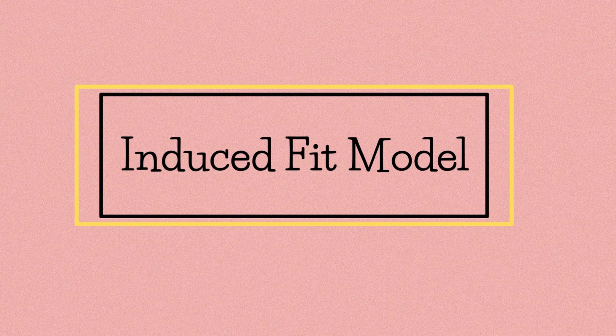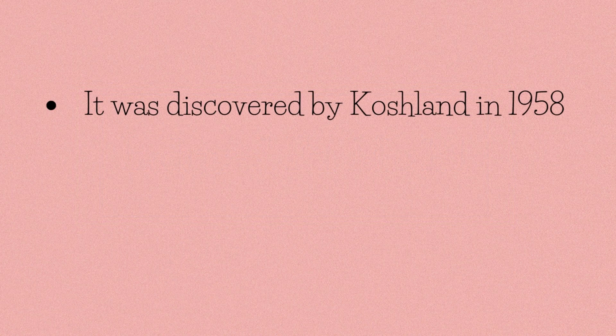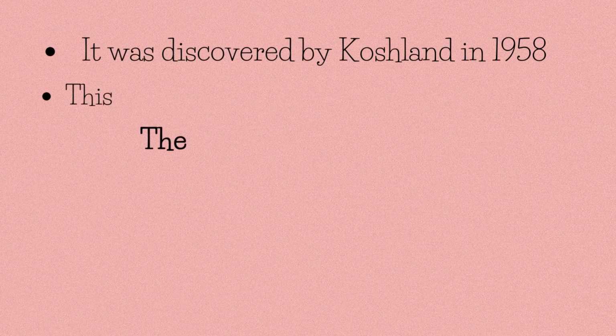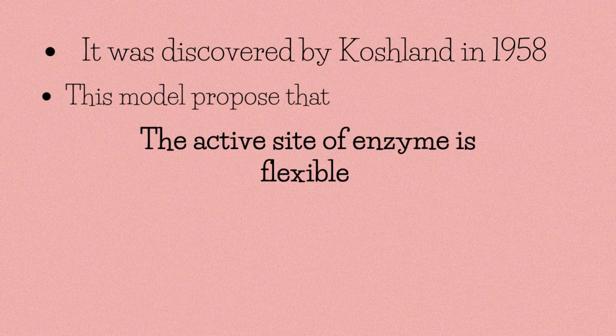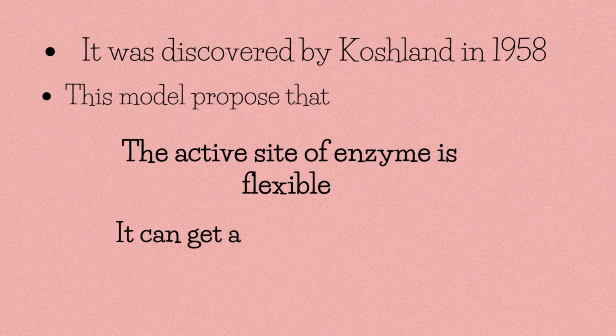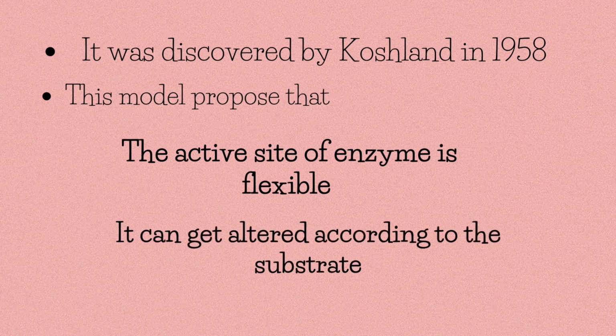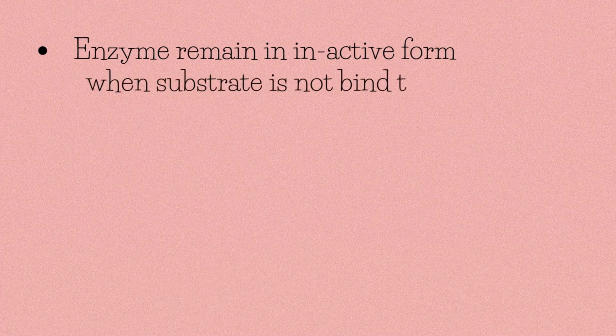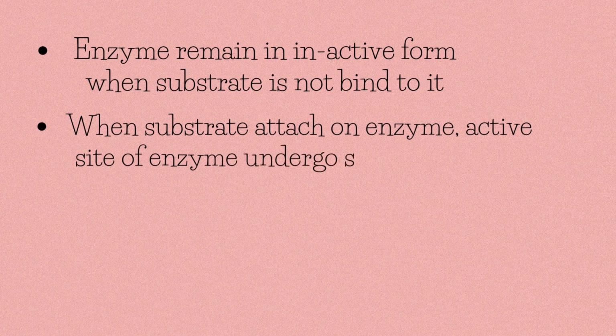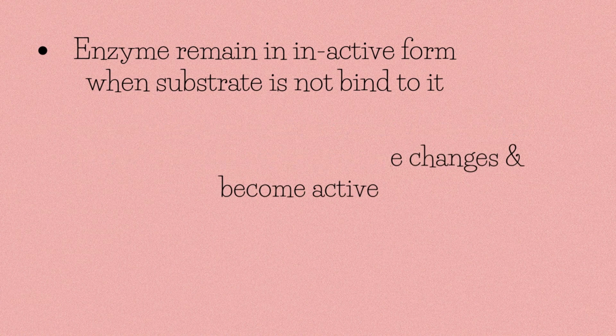Induced fit model. It was discovered by Koshland in 1958. This model proposed that the active site of the enzyme is flexible. It can get altered according to the substrate. Enzymes remain inactive when the substrate is not bound to them. But when the substrate attaches to the enzyme, the active site of the enzyme undergoes some changes and becomes active.